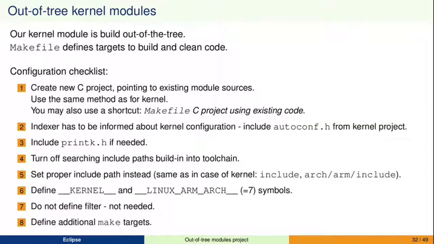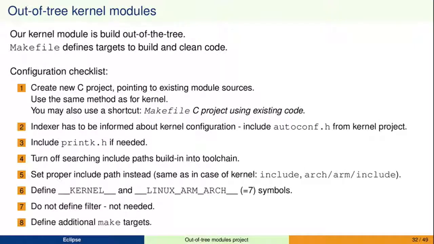Well, so I create this new C project. It's a makefile project. I include the autoconf.h, printk.h. I turn off the default toolchain includes. I set the includes. I set the symbols. I do not define the filter here. The filter is per project, and here I'm using all the includes and other things. I'm referring to another project in the same workspace.